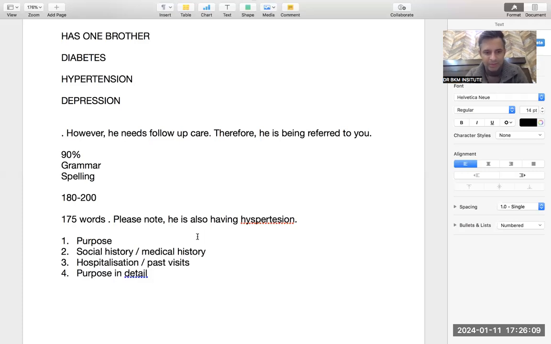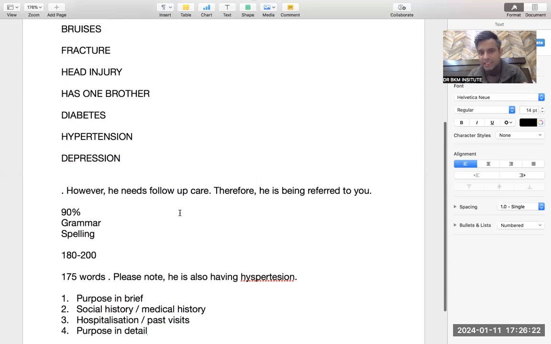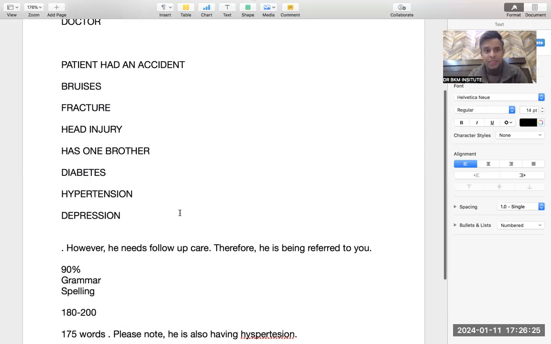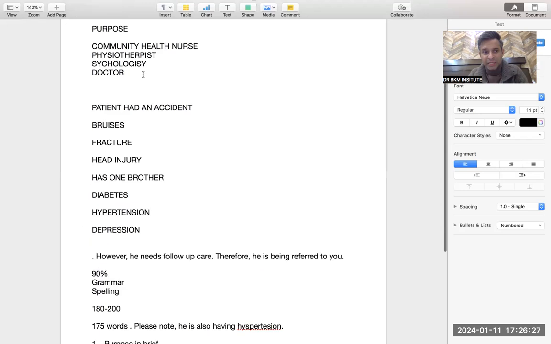So that is purpose in brief: that the patient needs follow-up care, therefore is being referred to you. So first, purpose in brief, social history, medical history, hospitalization, past visits, and purpose in detail. So that is what you need to know about OET letters. Now coming to this main thing again.